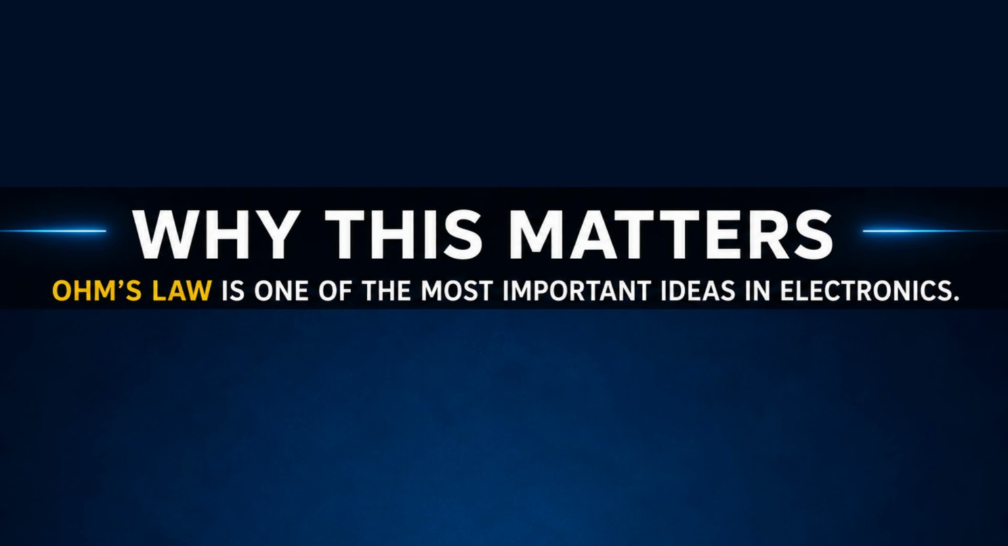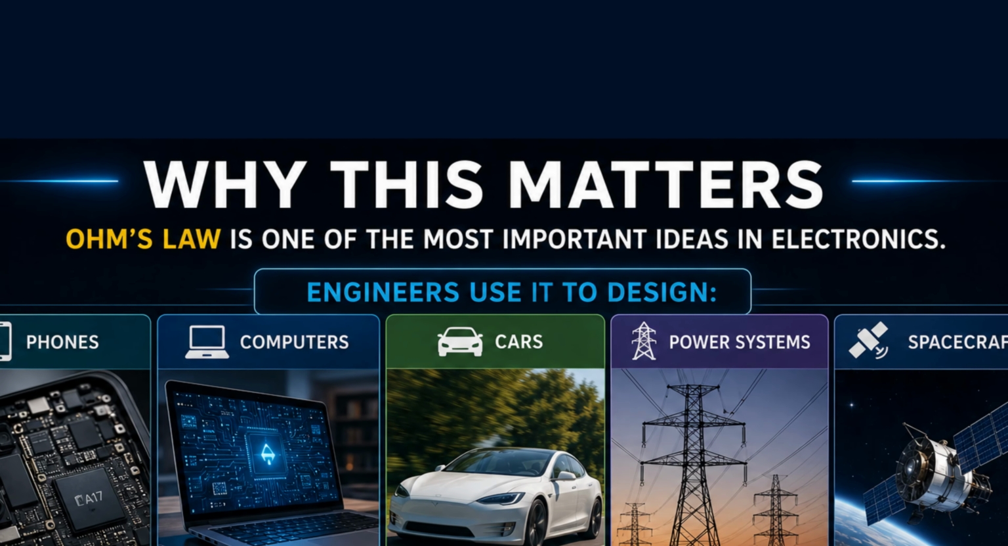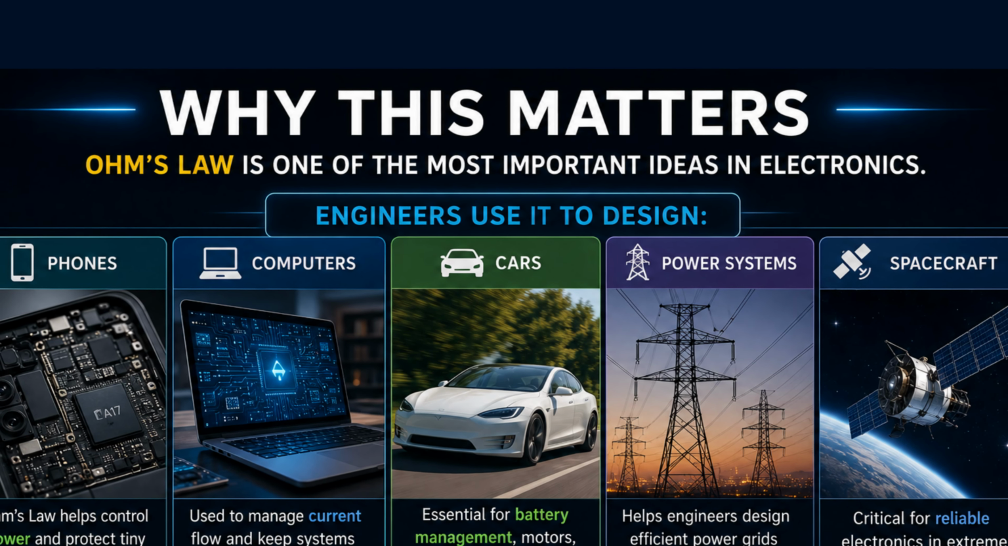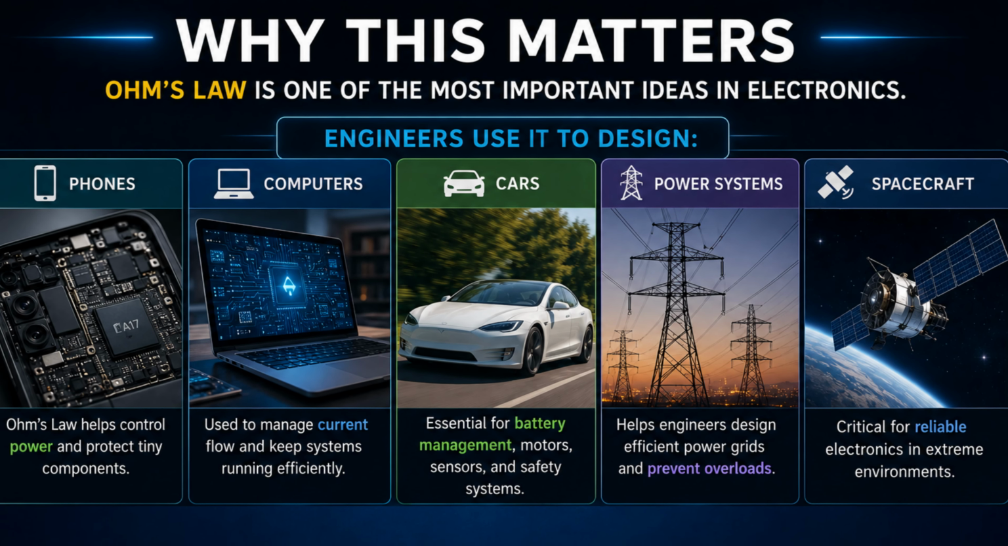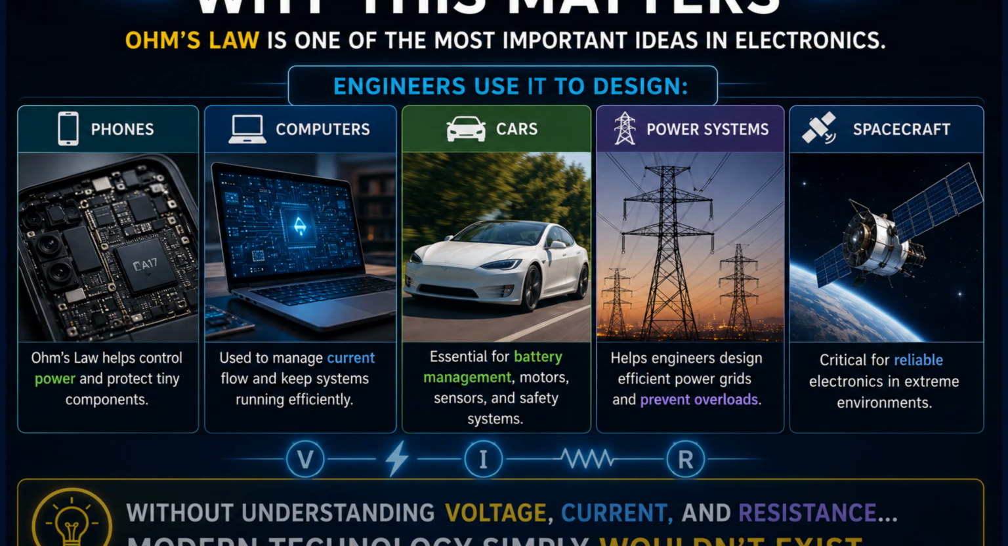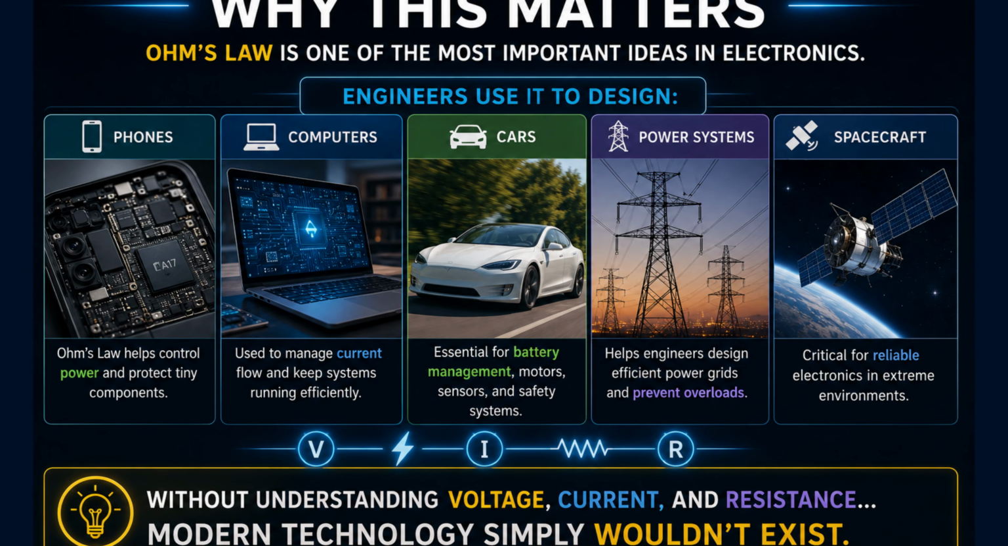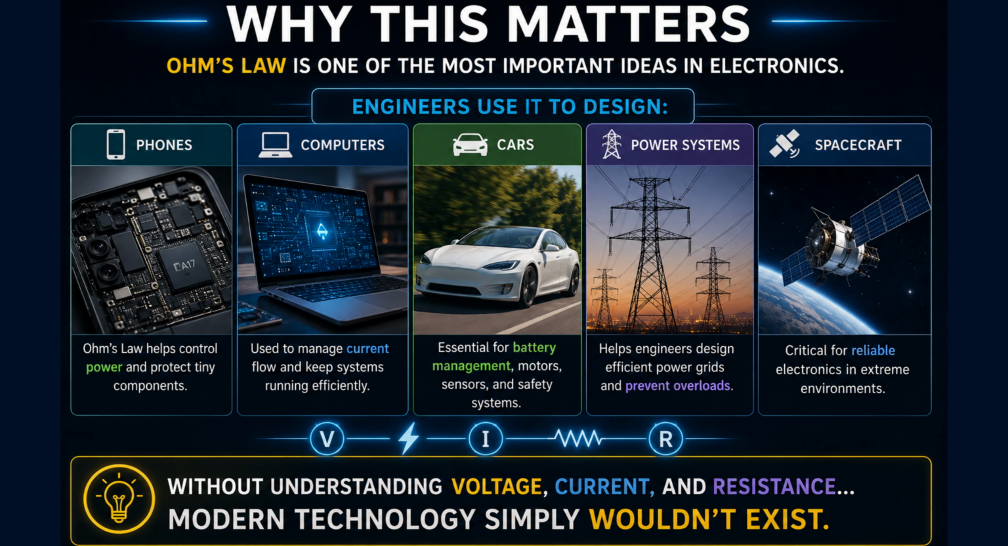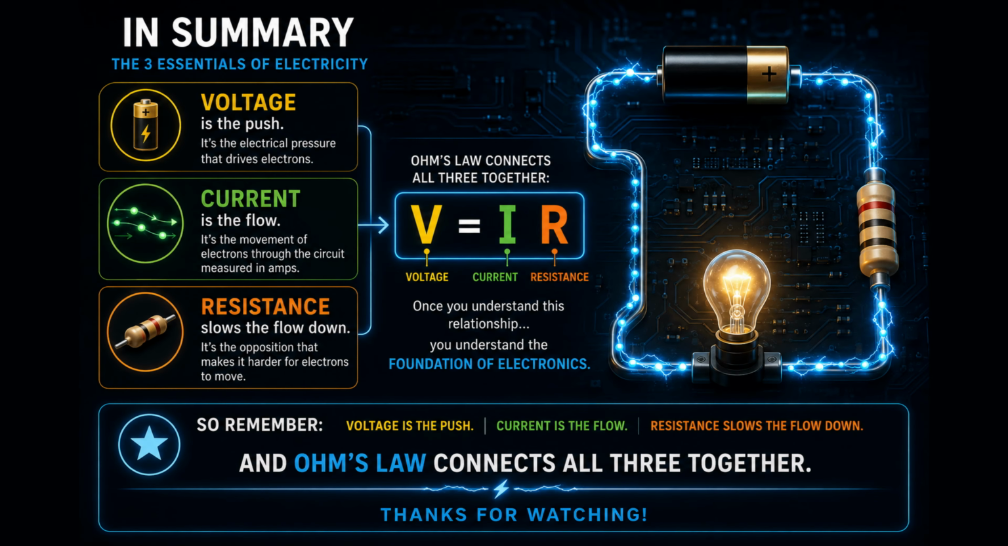Ohm's law is one of the most important ideas in electronics. Engineers use it to design phones, computers, cars, power systems, and even spacecraft. Without understanding voltage, current, and resistance, modern technology simply wouldn't exist. So remember, voltage is a push, current is a flow, resistance slows the flow down. And Ohm's law connects all three together. Once you understand this relationship, you understand the foundation of electronics.